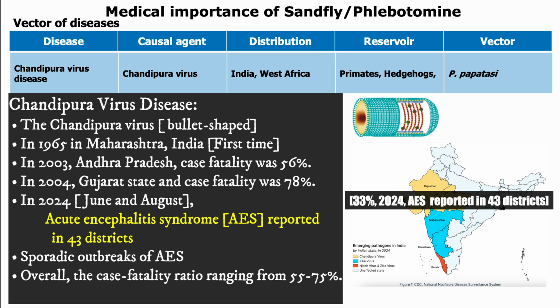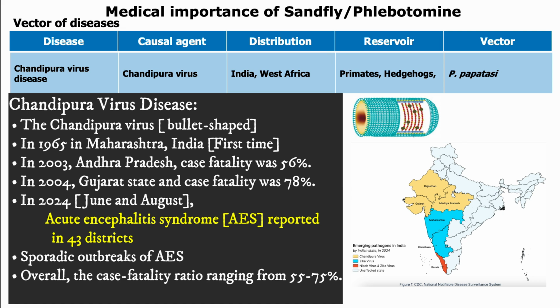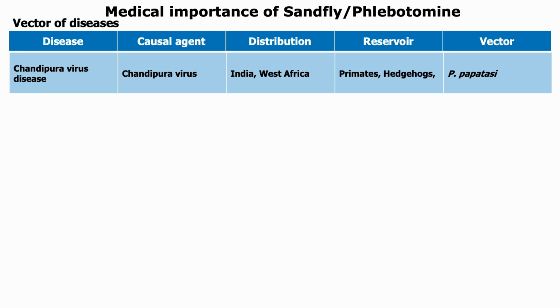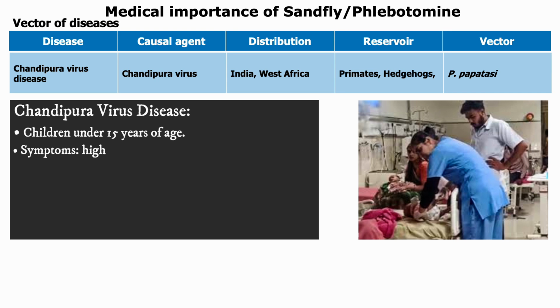Overall, the disease is known to cause sporadic cases. An outbreak of acute encephalitis syndrome occurs in western, central, and southern part of India, especially during monsoon season. In Gujarat state, outbreaks typically occur every 4 to 5 years. The case fatality ratio of Chandipura virus infection is high, ranging from 55 to 75%. The disease affects mostly children under 15 years of age.